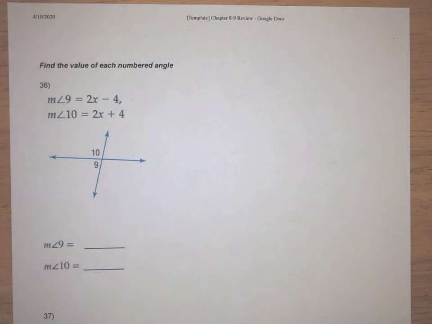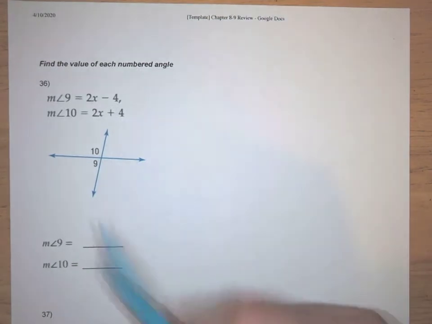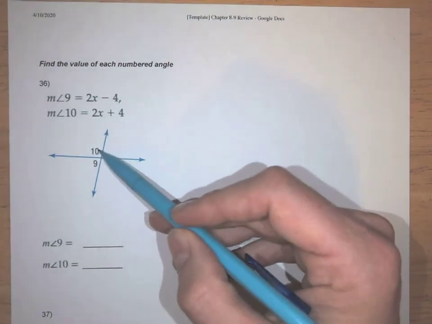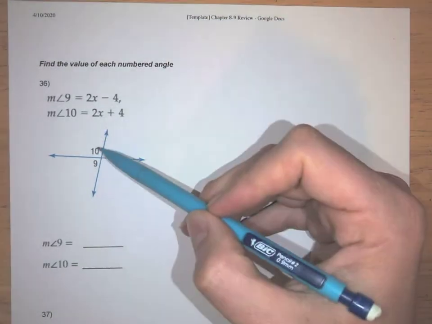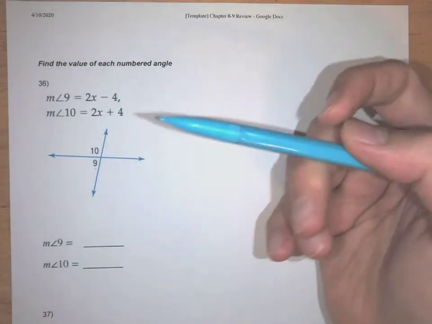Number 36 and 37, and also 38, 39, and 40 are algebra problems, pretty much, but you have to use some facts about geometry in order to be able to set these up and solve these equations. What we're looking for is the value of these angles, like we want a degree measurement, and in order to do that, we're going to have to solve an equation.